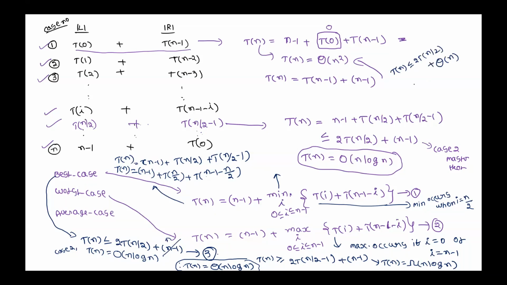This is also correct. Some textbooks might write 2 times T of n by 2 plus big O of n. Is this correct? This is also correct. Some textbooks might even write 2 times T of n by 2 plus some constant times n. That is also correct. All are correct reconciliations for which case? Best case.